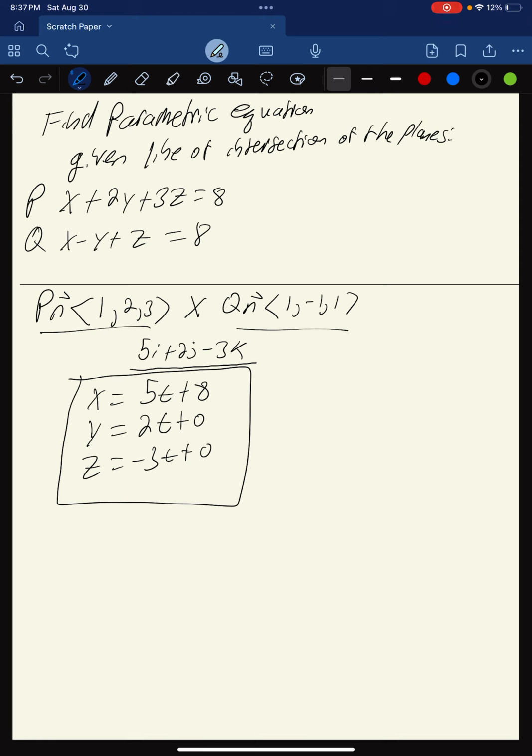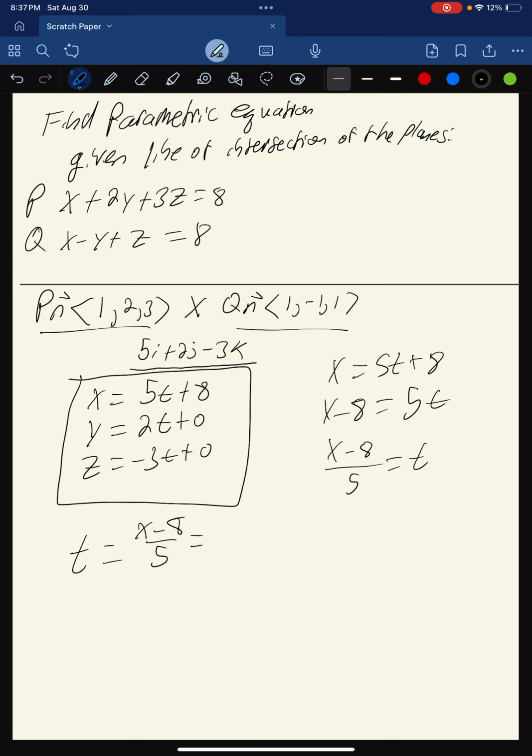And just for some further detail, if you wanted to turn this into a symmetric equation, you would just have to make it so t is equal to the variables. For example, if we solve for x, x minus 8 equals 5t, so x minus 8 over 5 is equal to t. Then for y and z, it's pretty self-explanatory. y over 2 is equal to negative z over 3, and this would be just solving for t again.